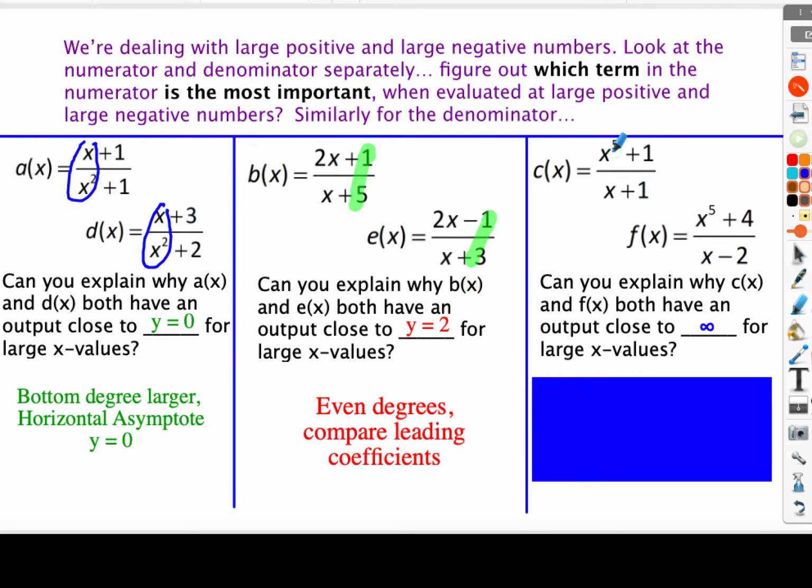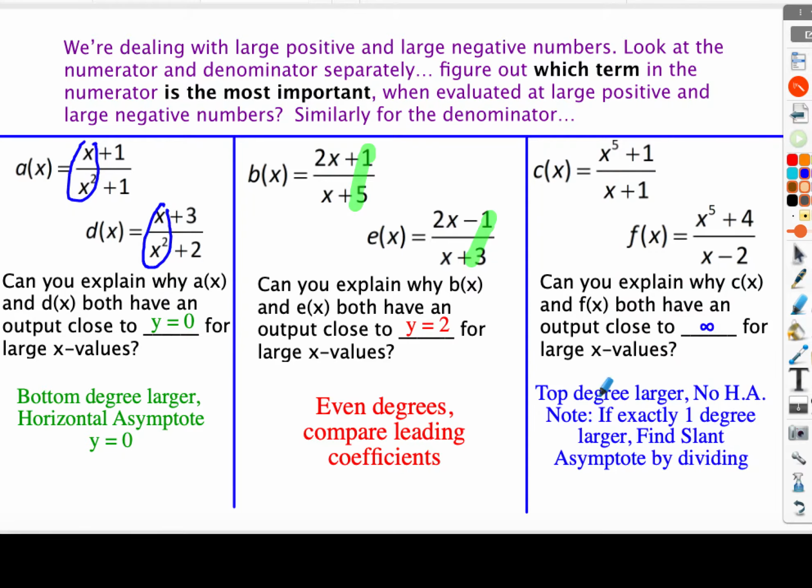And then finally, if the top degree is larger, then the fraction is just going to flat out get large. It's going to go toward infinity, and we're going to have no horizontal asymptote. Note that if our top degree is exactly 1 greater than the bottom, we'll talk a little bit about there is such a thing as a slant asymptote. So rather than going toward a horizontal line, it'll actually follow a different line as we follow ourselves way out to the right and way out to the left.